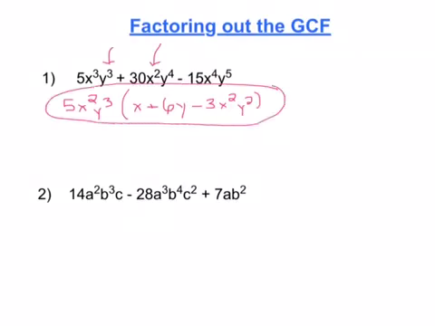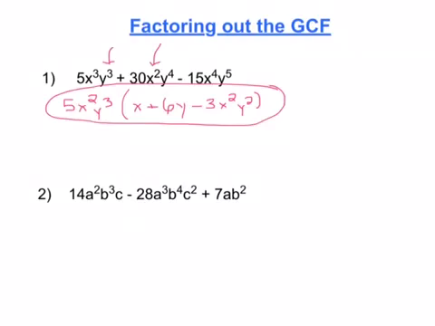Whenever you factor out a greatest common factor, however many terms you start with, so here we started with 1, 2, 3 terms, that's how many terms you should be left with in the parentheses, 1, 2, 3. And if you want to check, you can always distribute whatever's on the outside of the parentheses back in, which means multiplying, and see if you're left with this original problem. Okay, let's take a look at number 2.